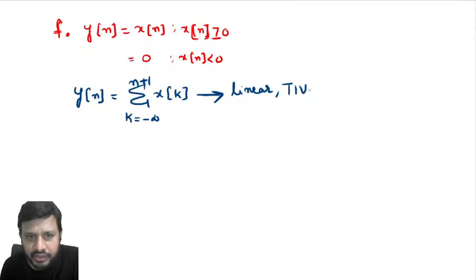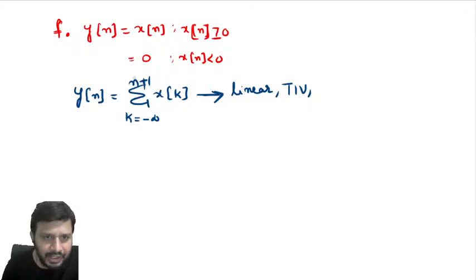Time invariant, you will get time invariant. See, as long as the upper limit is n, it will be time invariant only. Suppose in the place of n we have something like 2n, then it will become time variant.